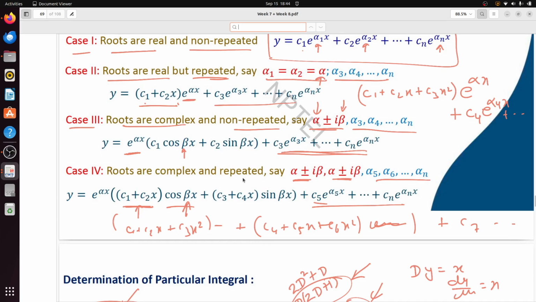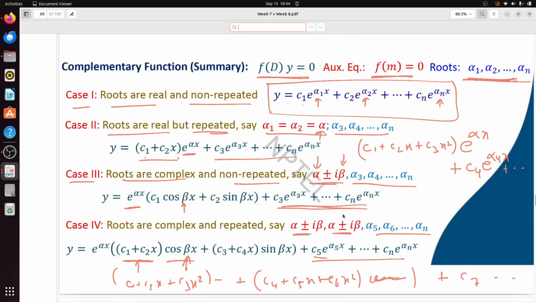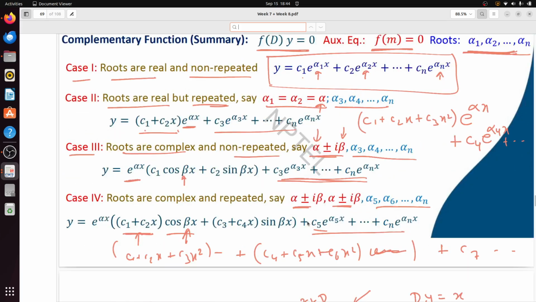Now if your roots are complex and non-repeated, then e to the power alpha x times c1 cos beta x plus c2 sin beta x. If roots are complex and repeated, then same. If you have roots alpha plus minus i beta and alpha plus minus i beta, then for cos beta x, instead of c1 you need to write c1 plus c2x, c3 plus c4x. If you have say 3 non-repeated roots, then c1, c2, c3 x square, like that. So you have to proceed like that.